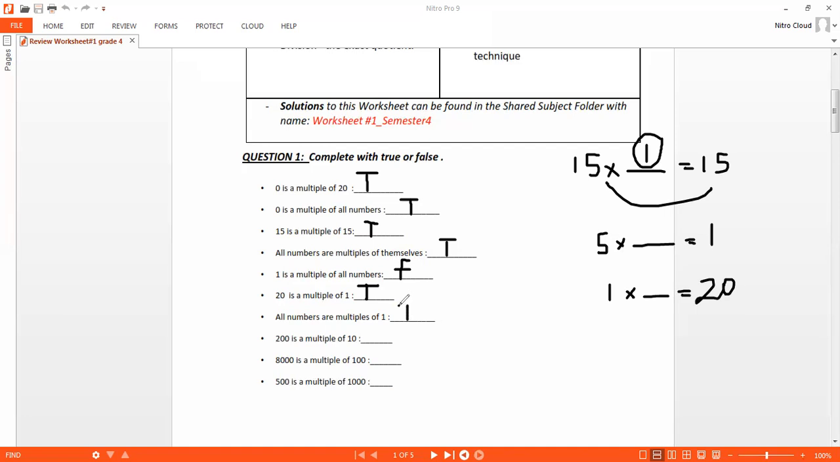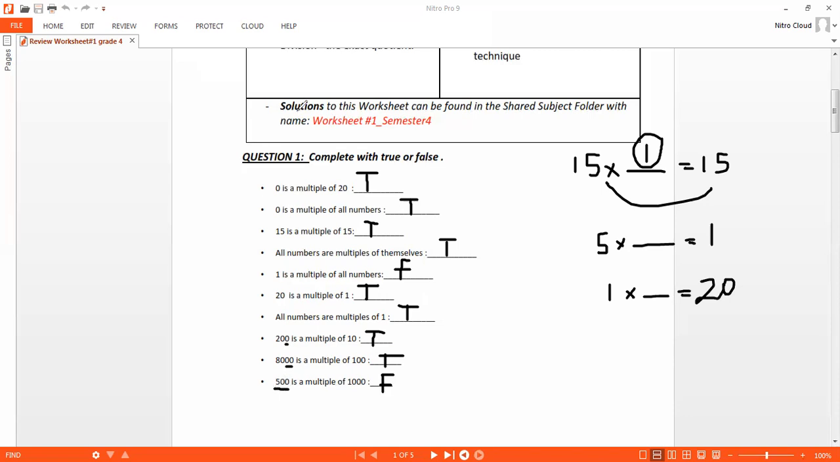Is 200 a multiple of 10? Of course it is because it has 0 at the end. So it's true. Is 8,000 a multiple of 100? This is also true because I have 2 zeros at the end. So yes, it's a multiple. But is 500 a multiple of 1000? This is not true because I don't have 3 zeros at the end.